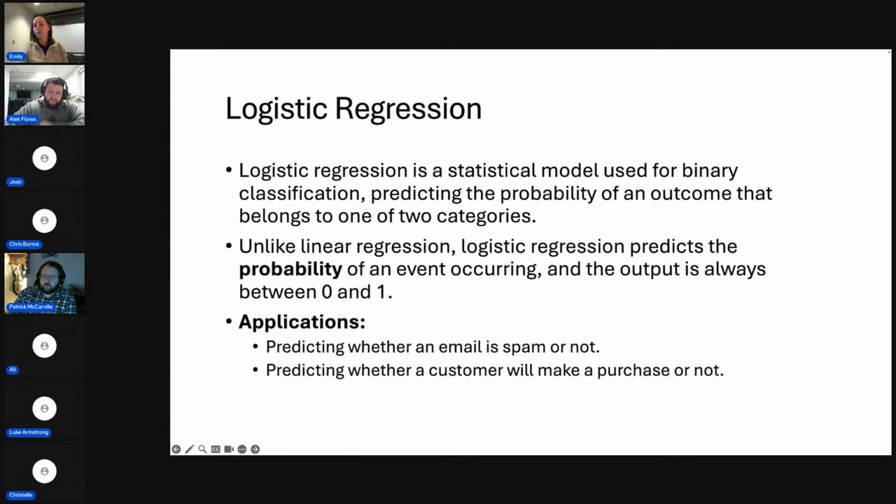One is predicting whether an email is spam or not, or predicting whether a customer will make a purchase or not. In your own companies and organizations, you might have something called a churn model. You might have a model that tries to predict, is a customer going to leave our company within the next X months or within the next time frame. You could apply a logistic regression to that to predict, are they going to leave or are they not going to leave?